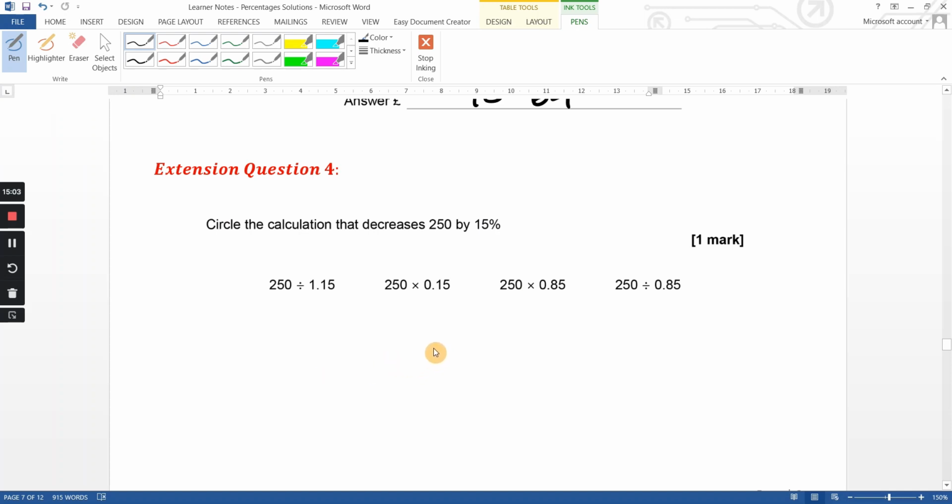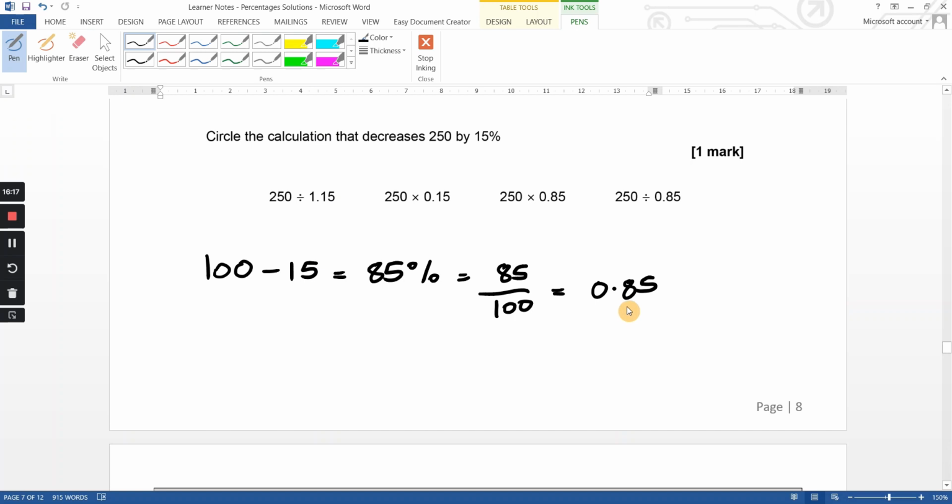The reason I think that is because when you decrease something by 15%, what percentage do you have left? Originally you had 100%. If you remove 15%, you're left with 85%, which literally means 85 over 100, and as a decimal, that'll be 0.85. So that's why I was leaning towards these two. When you work out 85% of the original, that's 85%, the same as this decimal, times 250. So it's got to be this one, definitely.